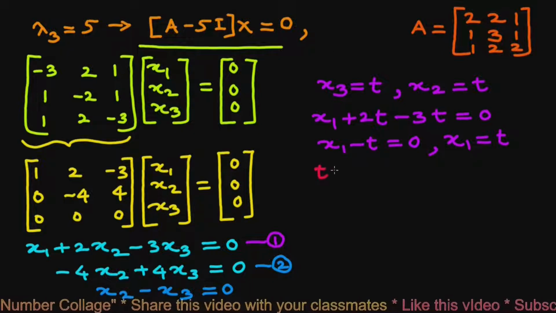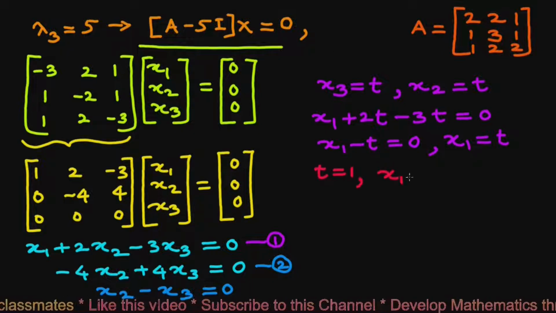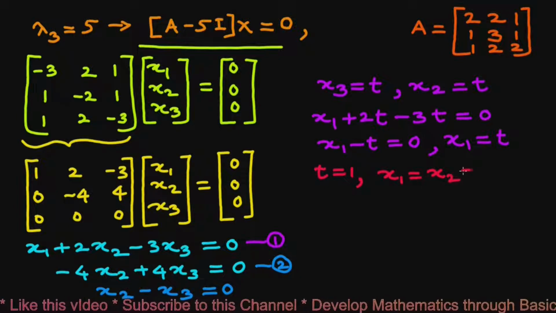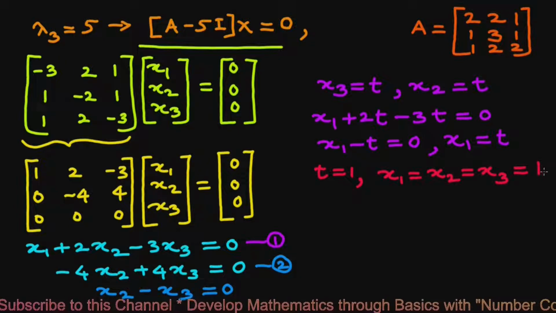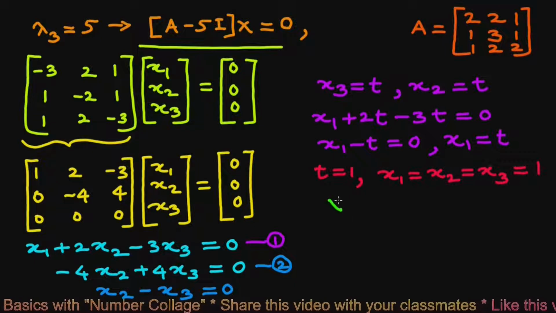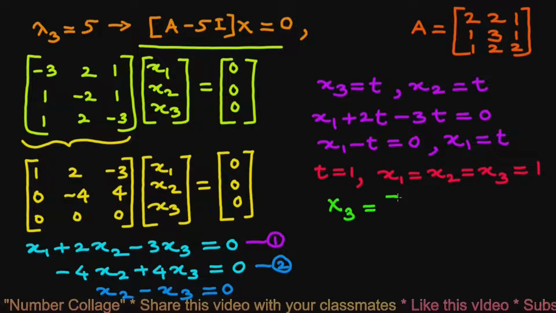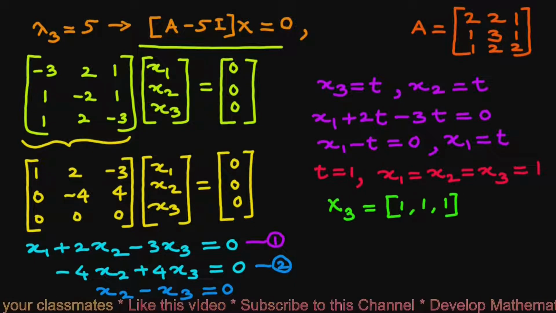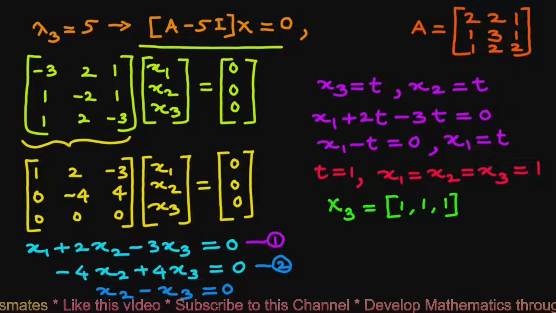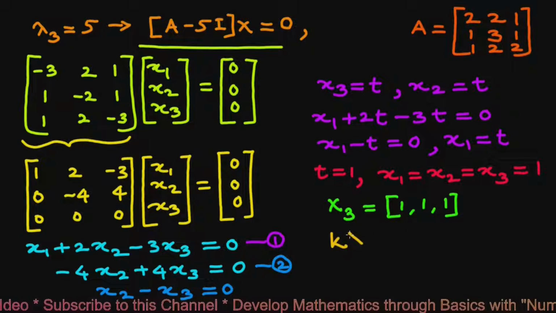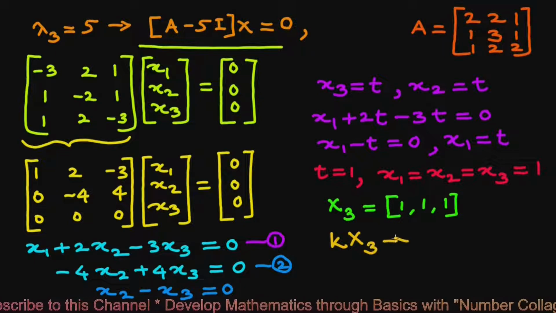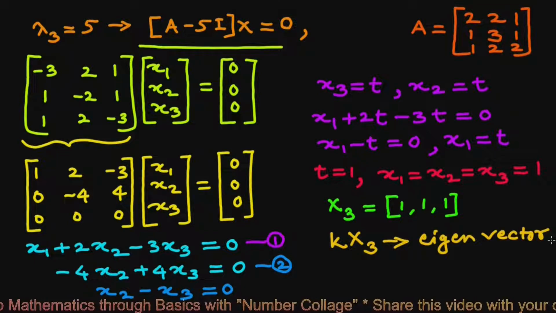Now putting t equals 1, we get x1 equals x2 equals x3 equals 1. So the eigenvector x3 will be (1, 1, 1), which also follows that if k is a non-zero scalar, then k times x3 is also an eigenvector.